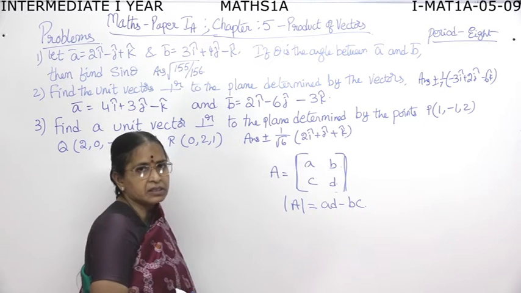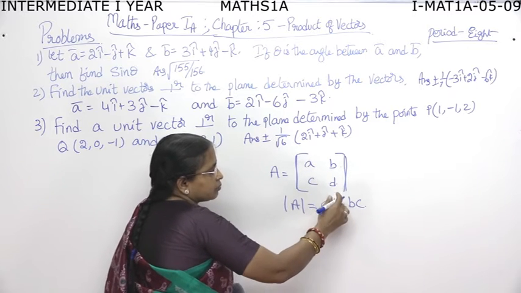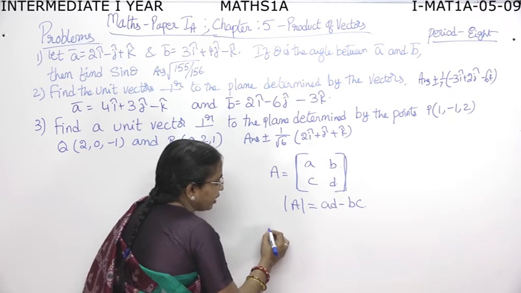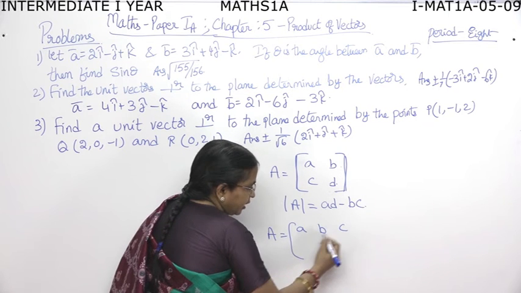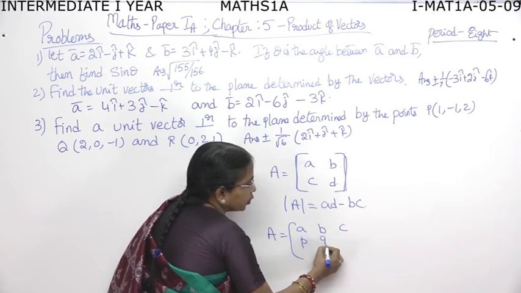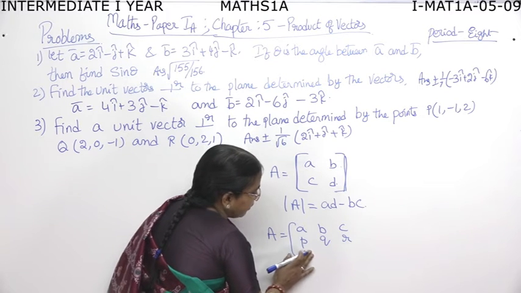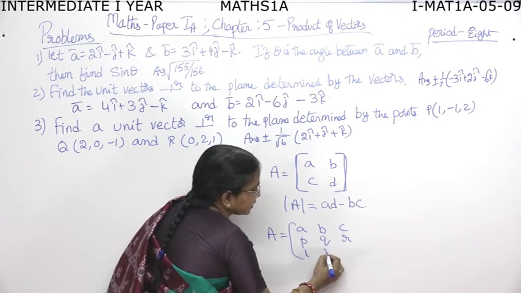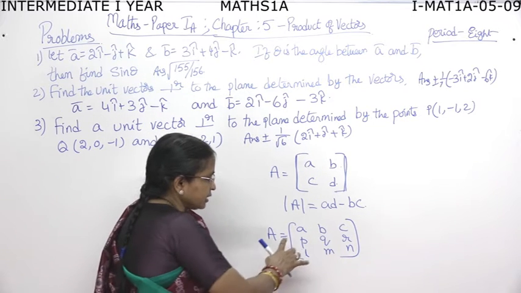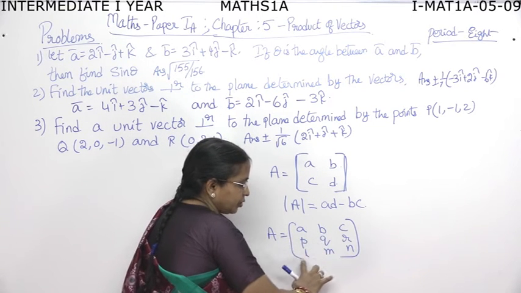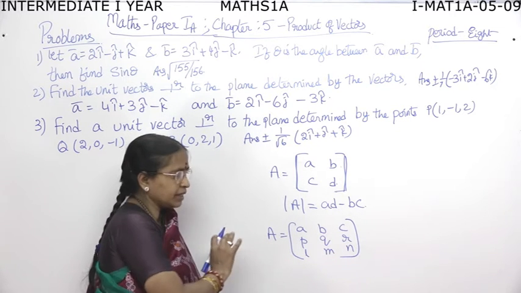This we already discussed in the last class. Now suppose this has 2 rows and 2 columns. Now suppose you have another matrix A which has 3 rows and 3 columns. A, B, C, some P, Q, R and then L, M, N. Suppose I take the letters like this, I'm taking different letters. So this has 3 rows: first row, second row, third row. First column, second column, third column. It is a 3 by 3 matrix.